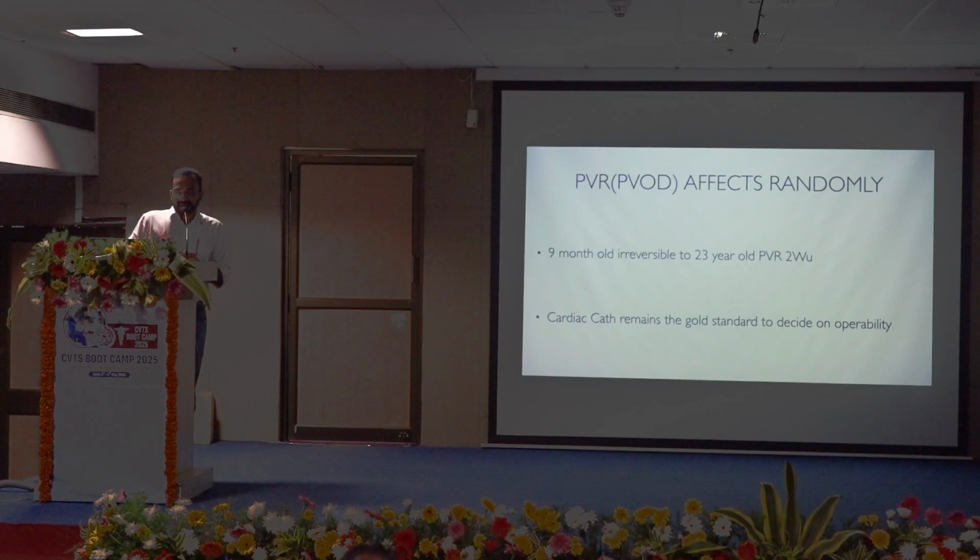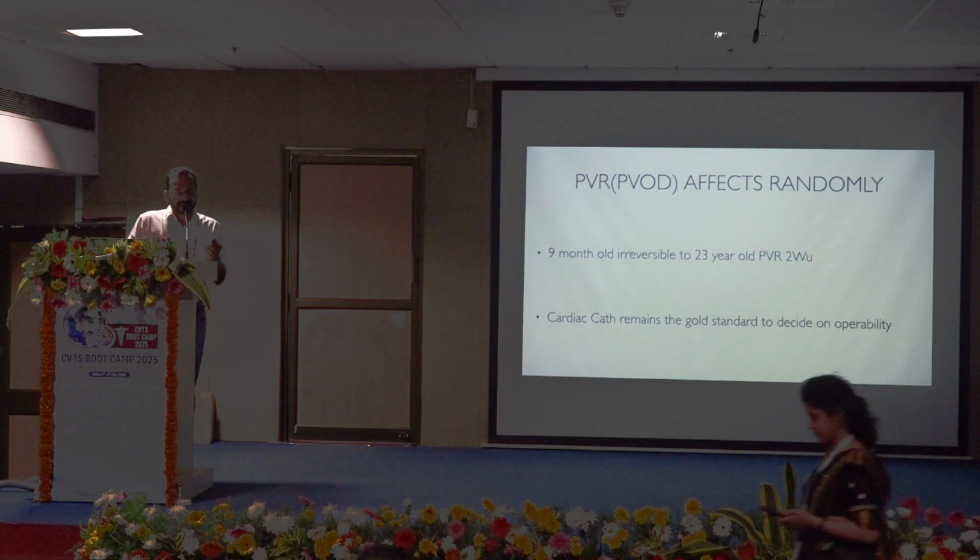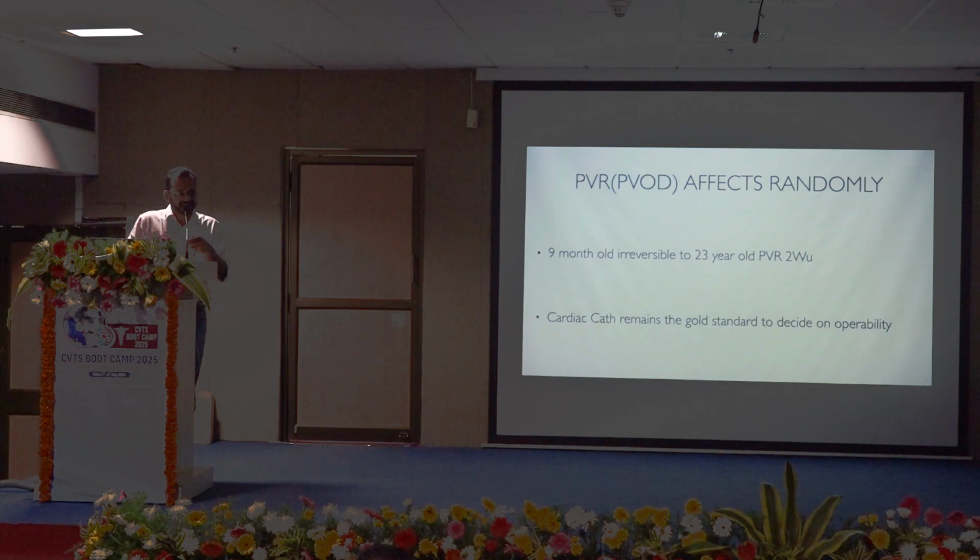One particularly important thing about these left to right lesions is that it's highly unpredictable who will get pulmonary vascular disease. In my own experience, I've seen 9-month-old children with irreversible PH, who cannot undergo surgery, in just plain VSD. There are other cases where we have gone on for surgery in a 23-year-old with a large VSD because it's still shunting floridly left to right. So it's highly unpredictable. If you have a doubt, the way to make out is to do a cath. Cath is the ultimate gold standard to decide on operability.